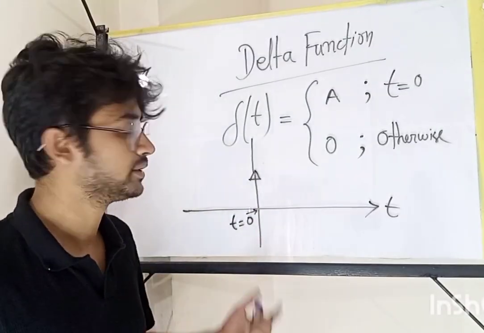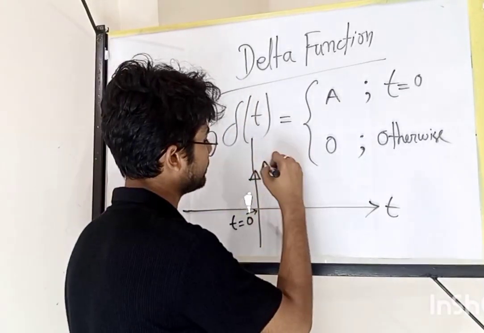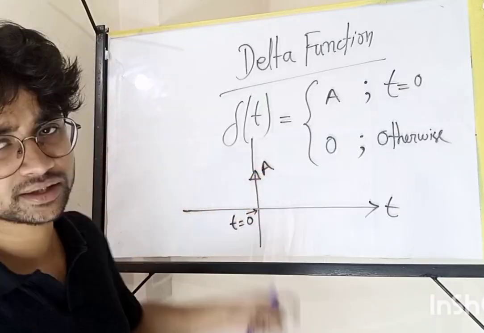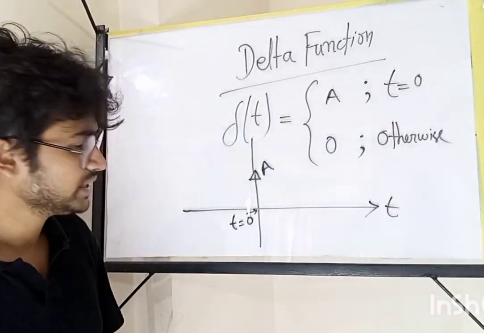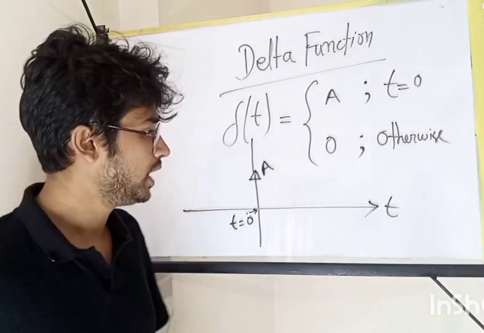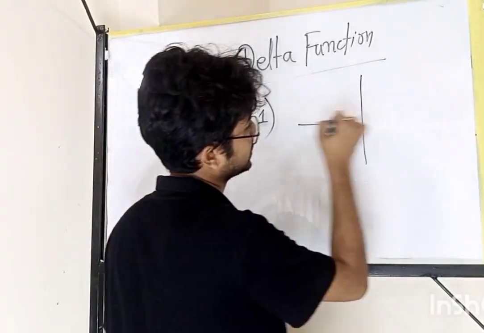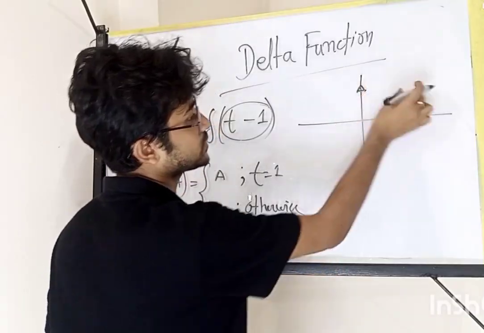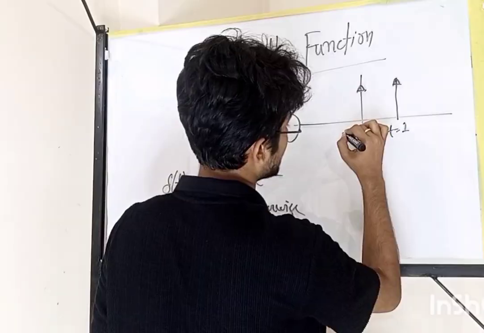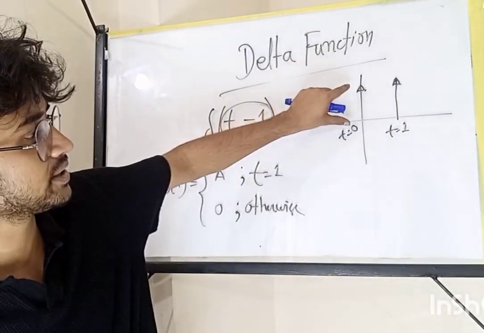We can say the amplitude is a here, because the value of this amplitude is just a. Isn't there any way to get this value at further times? Yes, definitely, and that is called time shifting. If you shift this impulse from t equals 0 to t equals 1, you have just shifted this impulse to this position.